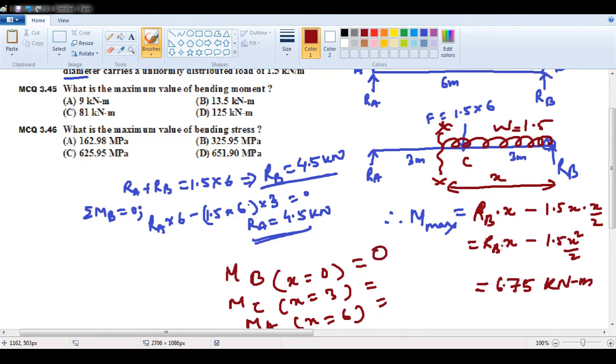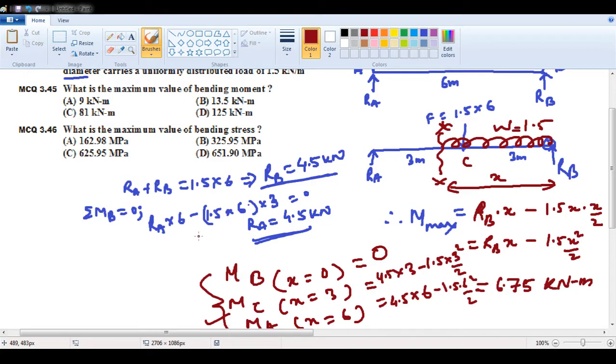Then here if you put the value of 3, it is 4.5 into 3 minus 1.5 into 3 square by 2, and this is again 4.5 into 6 minus 1.5 into 6 square by 2. So out of this, obviously whichever is the maximum, that will be the value for you. Clear? So that is how we go for it.